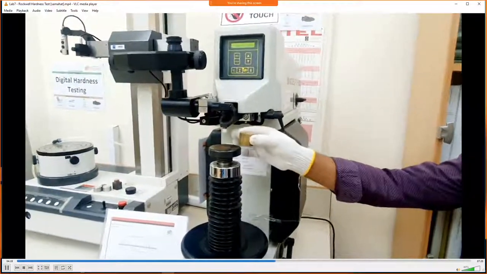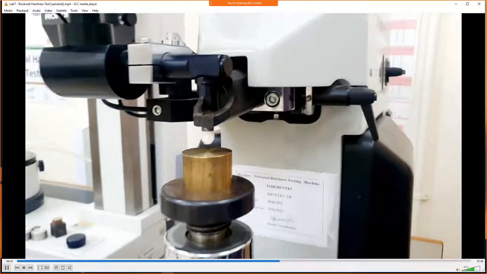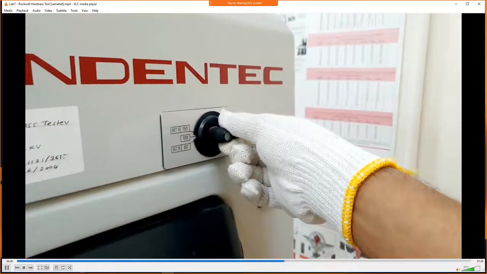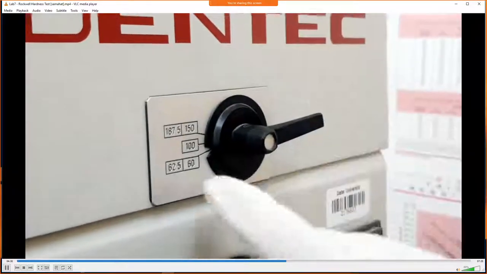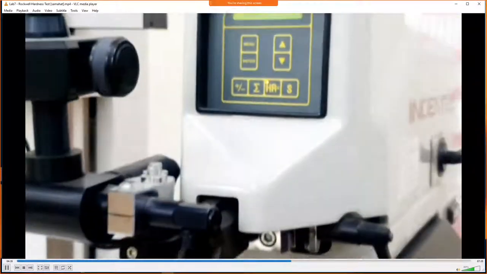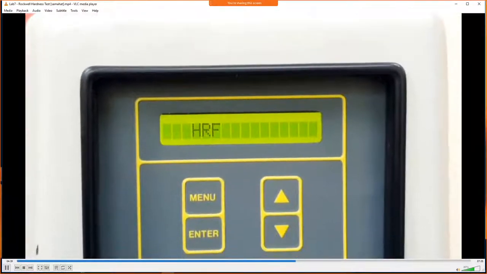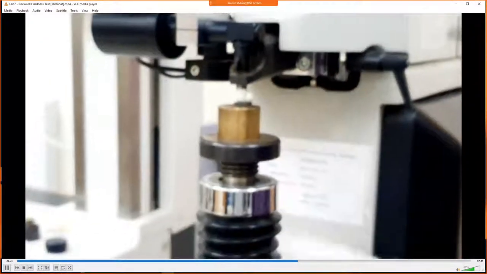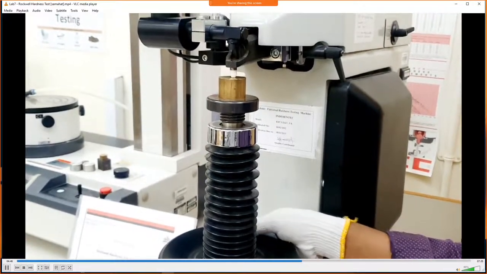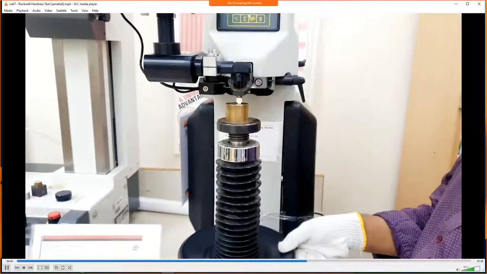Okay, now we are placing the brass sample in the machine, which is a non-ferrous material, while the indenter is the same type. Once we put the sample, we will make sure the load is now at 60 kg, because here we need a lower load for non-ferrous material. Once we have this, we can see that the scale is automatically changed to HRF. The next step is to adjust the table and make sure the sample is just touching the indenter. In this case, we can hear the beep sound once it's done.